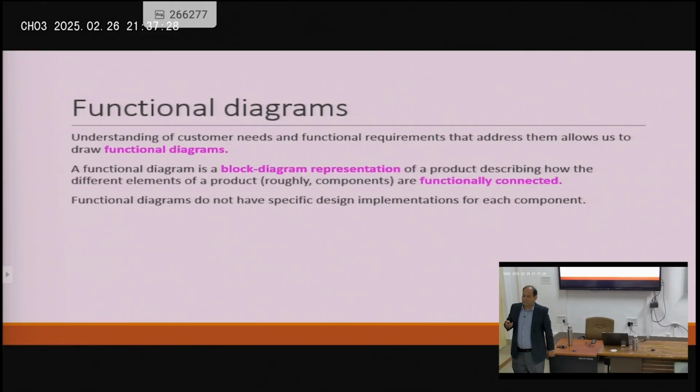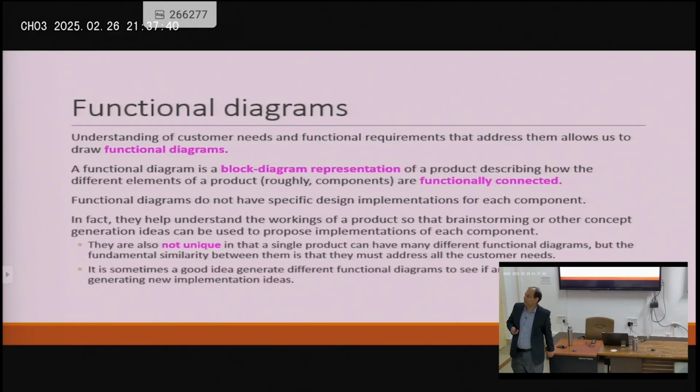So even at the functional diagram stage, we don't think of specific design implementations, because we want to have as many ideas as possible on how to address the same need. And we'll talk about this in a little detail in a bit. So they're not unique. You should not think of specific design implementations. They help understand workings of products so that brainstorming or other concept generation ideas can be used so that you come up with more innovative designs. Okay, so they're not unique.